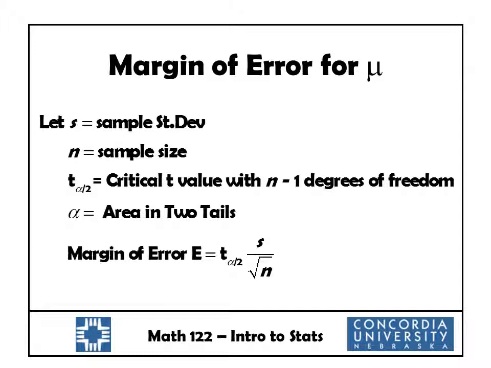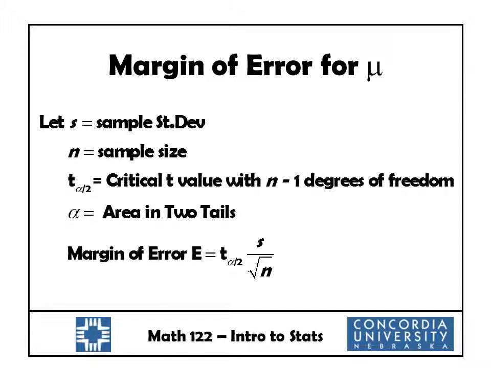And so here's our formula. Margin of error E is t sub alpha divided by 2 times s divided by square root of n, where s is the sample standard deviation, n is the sample size, and t sub alpha divided by 2 is the critical t value with n minus 1 degrees of freedom. That comes from table A3.